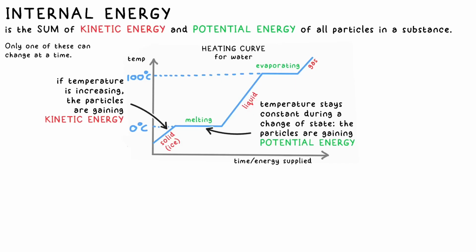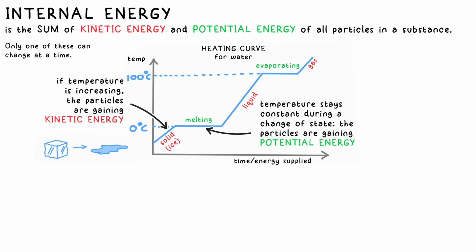But why the constant temperature? After all, energy is still going into the ice, but during a change of state, the particles don't gain kinetic energy, but rather potential energy. We say that any substance has internal energy. That's the sum of the kinetic energy and potential energy of all particles in a substance. You need to know this definition.